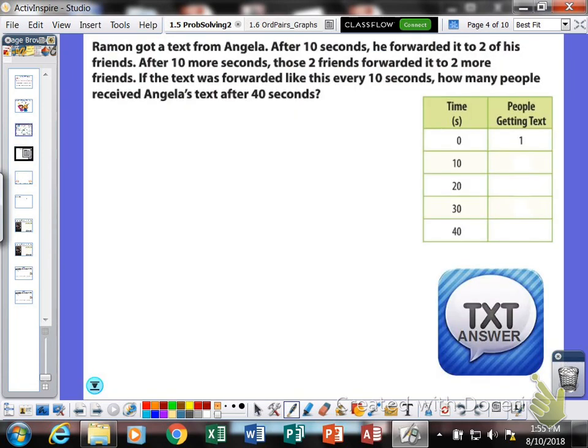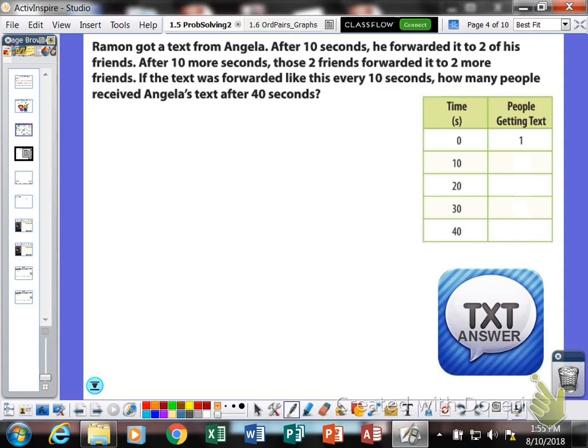So in the first one, it says Raymond got a text from Angela. After 10 seconds, he forwarded it to 2 of his friends. After 10 more seconds, those 2 friends forwarded it to 2 more friends. If the text was forwarded like this every 10 seconds, how many people received Angela's text after 40 seconds? So again, this is a real life situation for those of you that are on your phone sending text messages. How fast a message can spread.